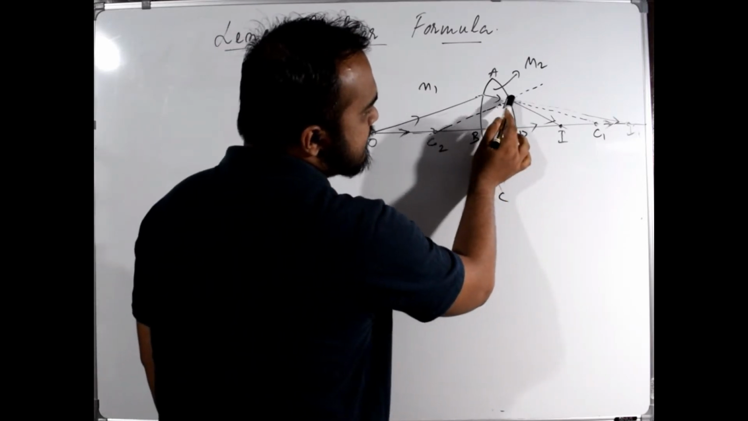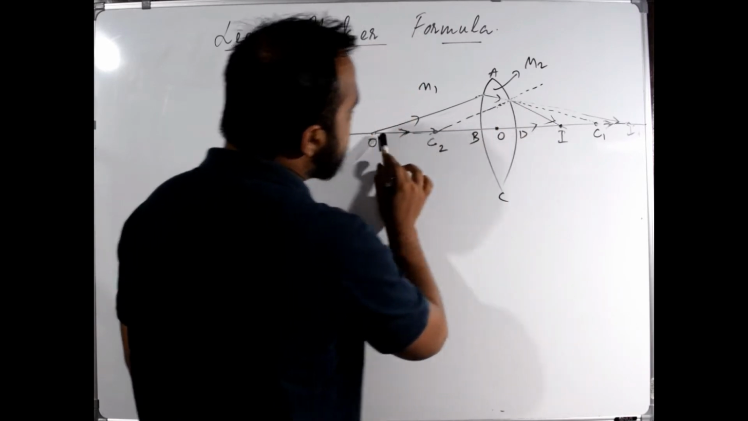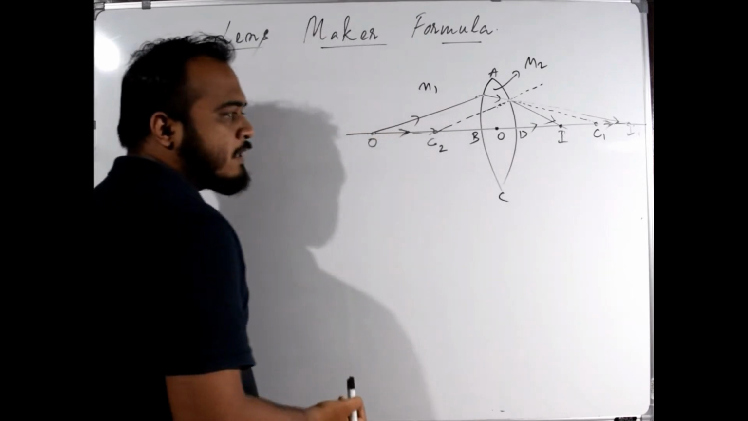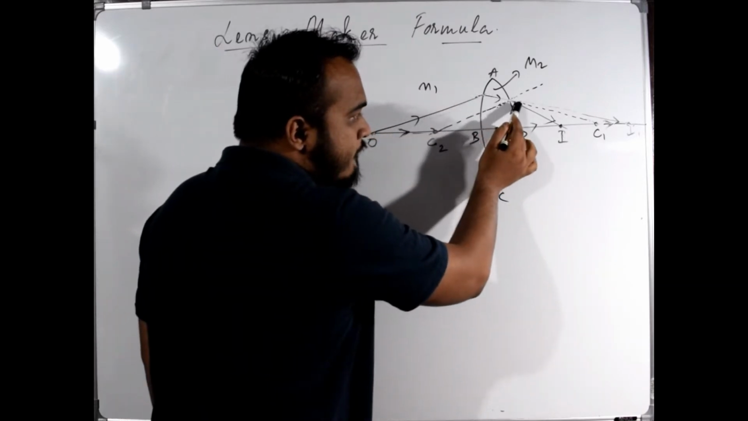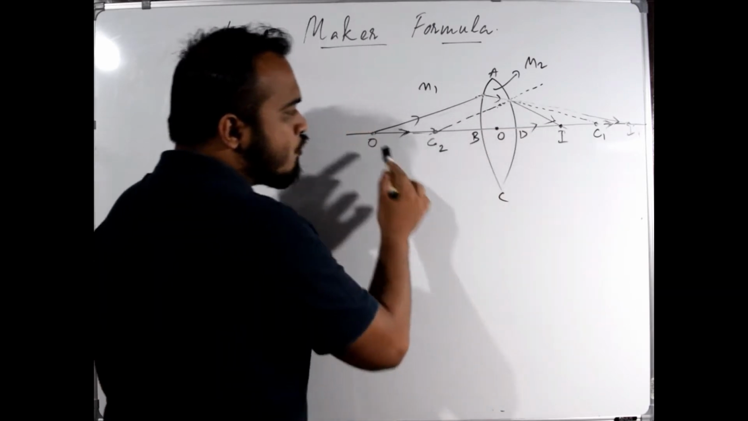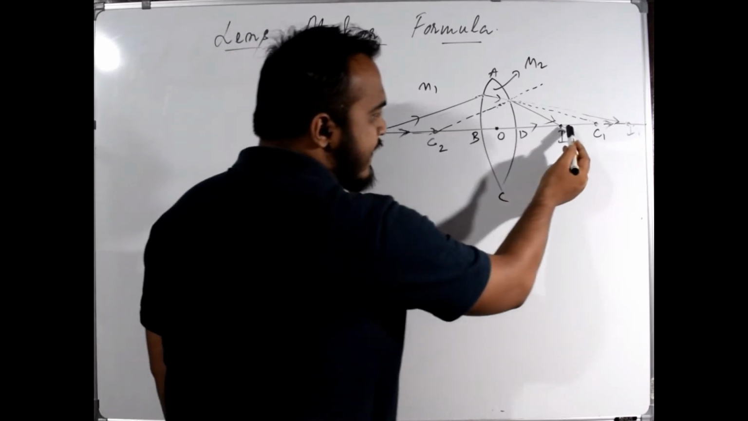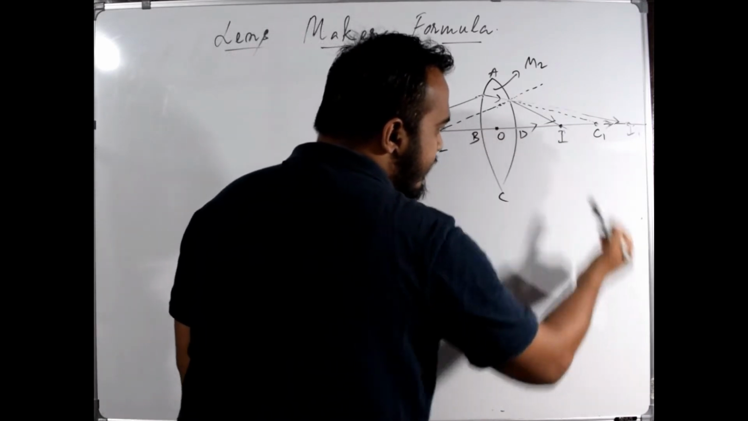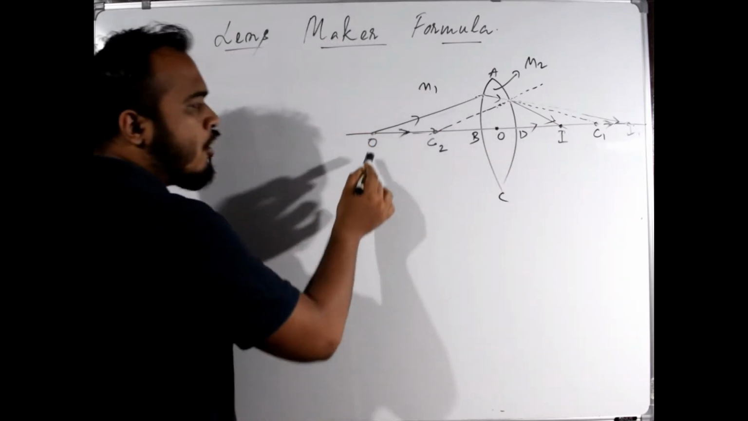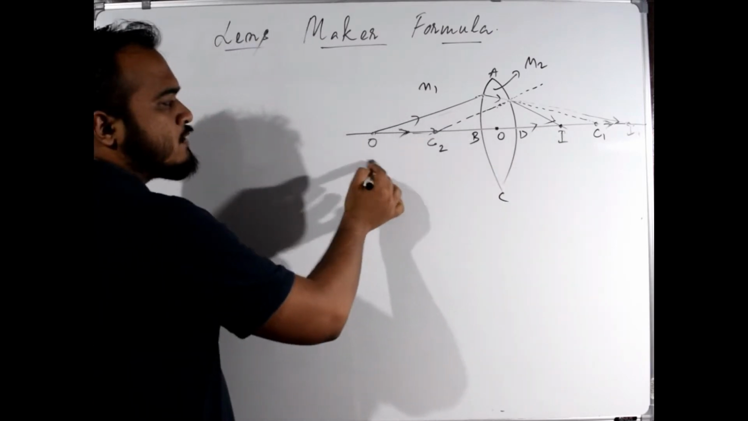At that time this ray will suffer another refraction, and it will meet the ray passing along the principal axis at the point I. I am telling it again. This ray after refraction will meet the ray passing along the principal axis at the point I. So I will be the final image of the object O.